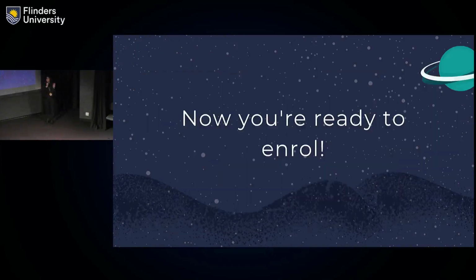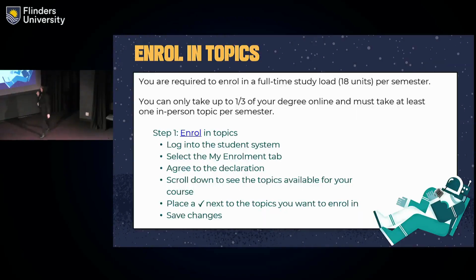So, once you've got your study plan, you've worked out what topics you need to enrol in, now you're ready to enrol. So, those pre-enrolment checks that we were just talking about, they're really important. Make sure you take the time to get those done before you get to this point. You are required to enrol in a full-time study load of 18 units per semester. It's important to note as well for international students that you can only take up to 1/3 of your degree online and you must take 1 in-person topic per semester. That's to make sure that you are compliant with your visa.